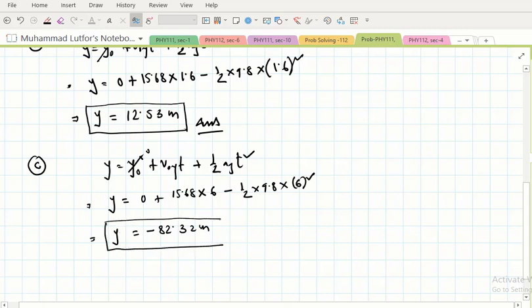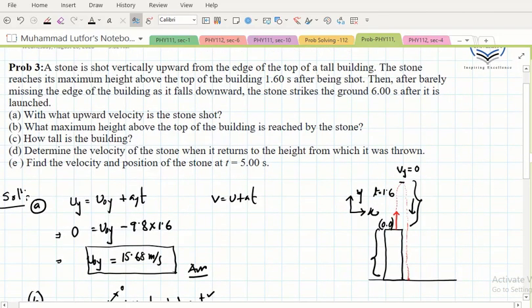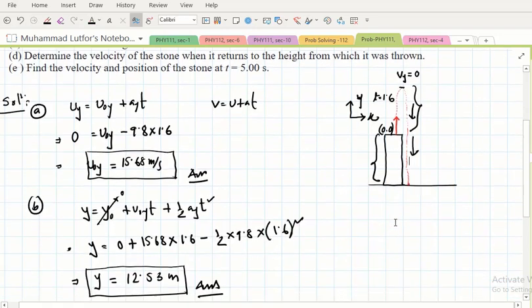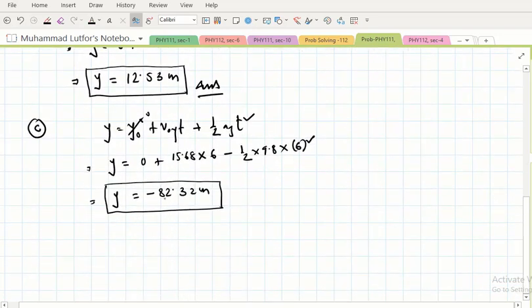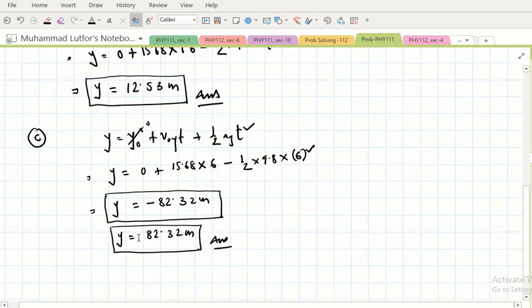This negative sign is indicating that if you choose this as your origin, then you are traveling in the negative y direction. So that's how you find that the displacement is negative. You can say that the length or the height of this building would be 82.32 meter. We can neglect the sign. So this is the answer number C.